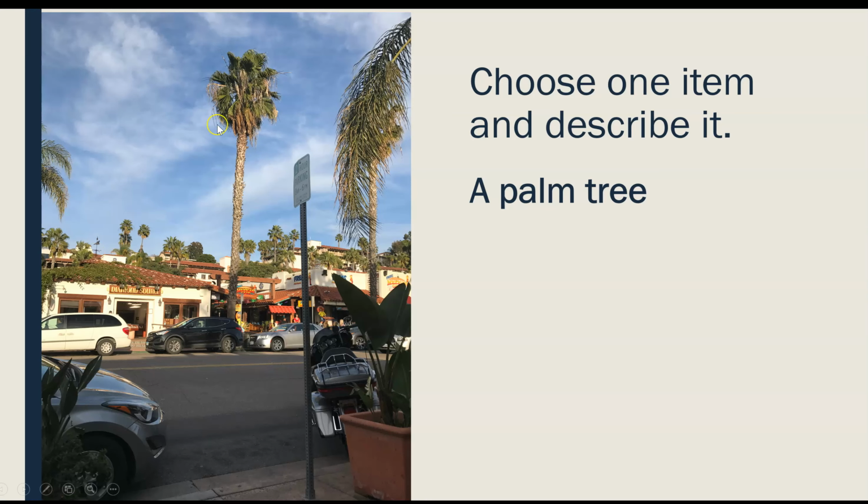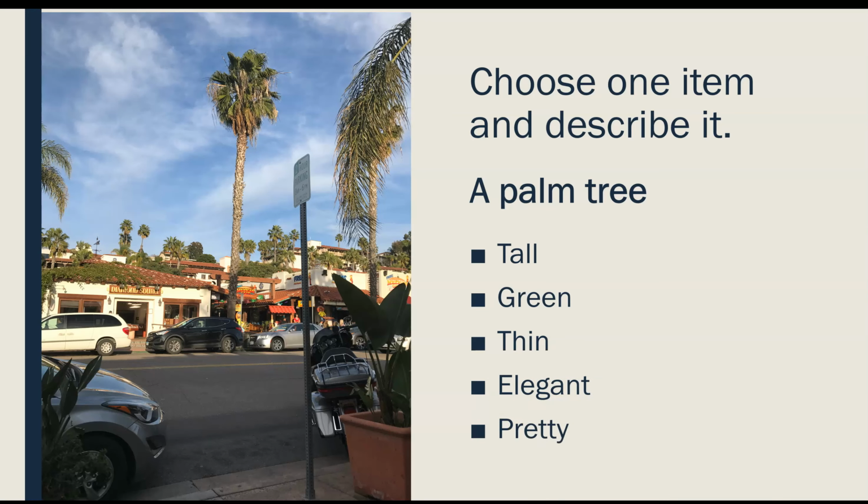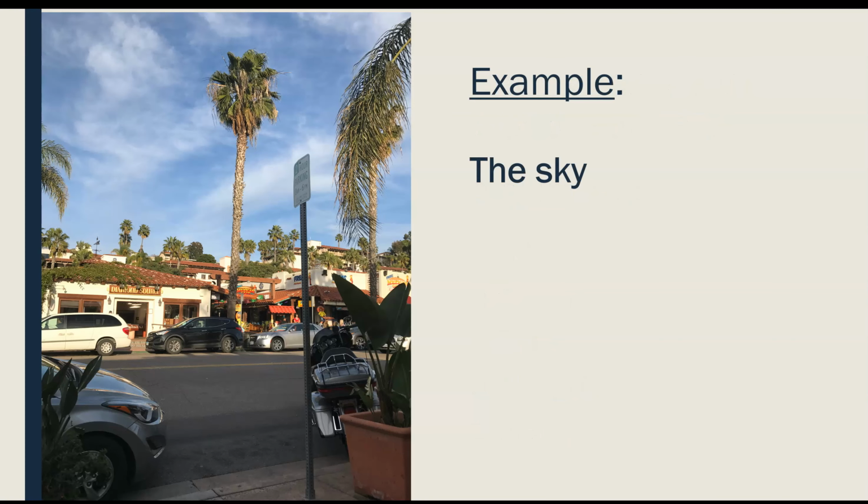So I'm going to choose the palm tree. So the palm tree is tall, green, thin, elegant, pretty. Okay, and there can be different words to describe this. You can say it's brown, it's dry, there's different words. Okay, these are only examples. Okay, here's another one. Now I will focus on the sky.